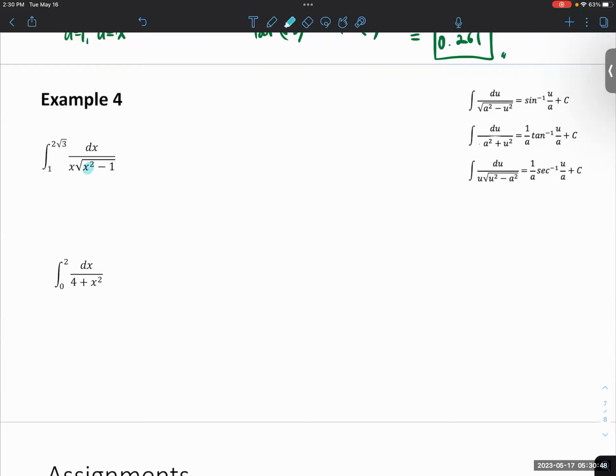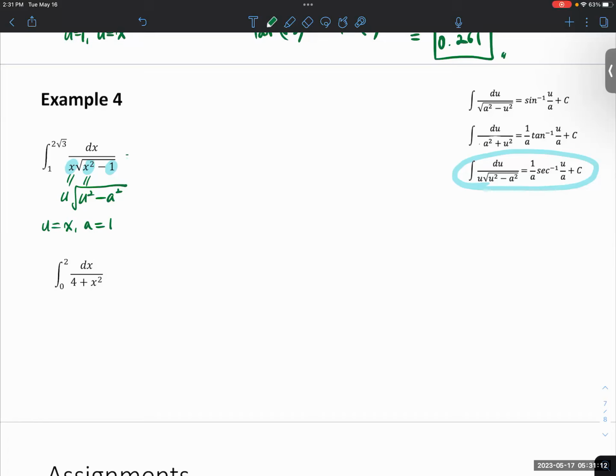So I see the perfect square number. And then I see this is exactly matching. What do you guys think? This is matching with the third one. Why? Because this is corresponding to u squared minus a squared. 1 times 1 is 1, so we have all the information. What? u is x, a is 1.